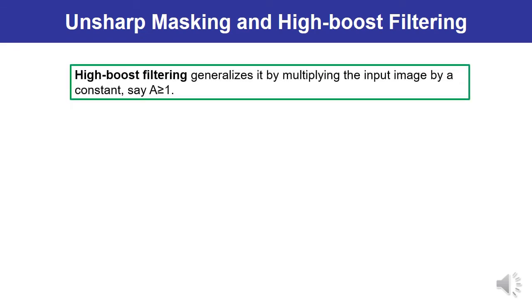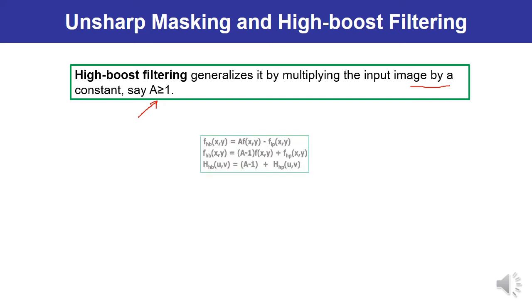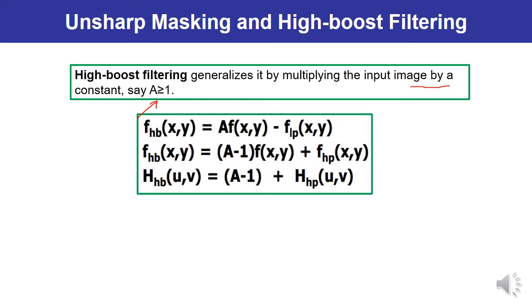High boost filtering generalizes it by multiplying the input image by a constant denoted as A, and the value of this constant must be greater than or equal to 1. See, here you have written it. What is the high boost filtered image? This first equation: the original image is multiplied by a factor A, and from this term the low frequency components, or low pass filtered image, are subtracted. And you know the relationship between the low pass filters and the high pass filters.